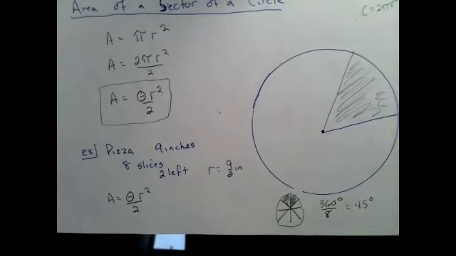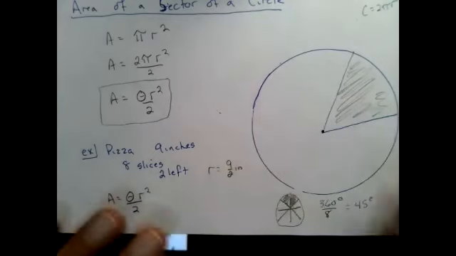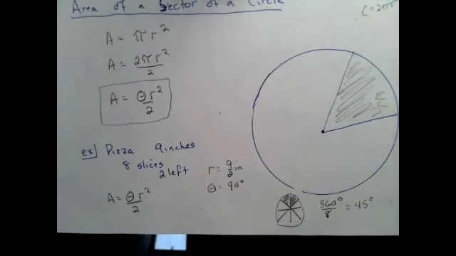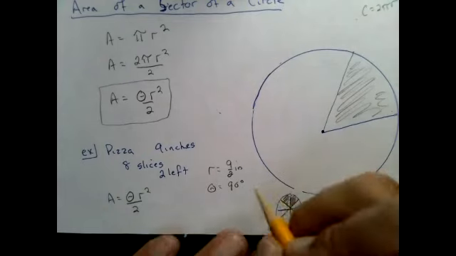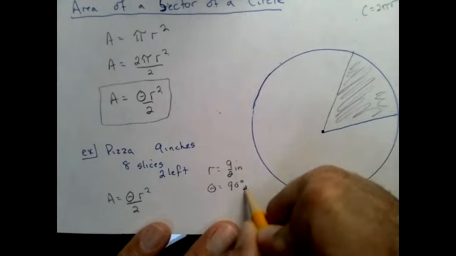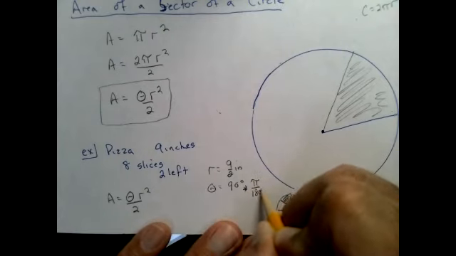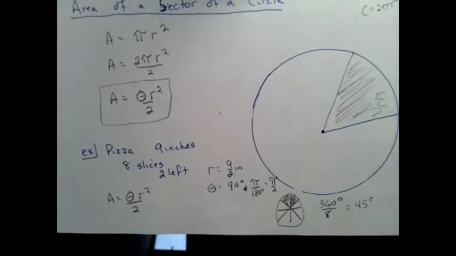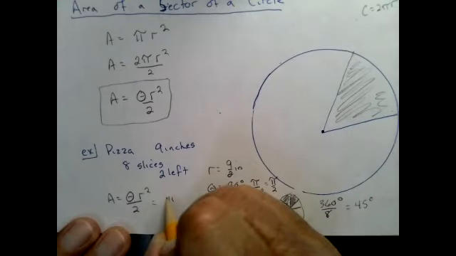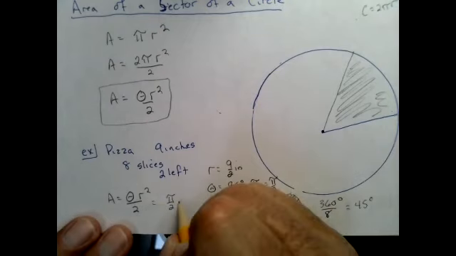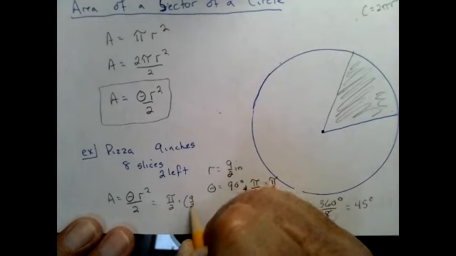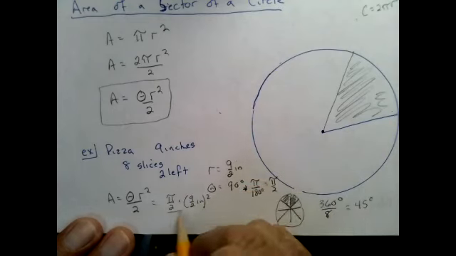But we have 2 slices left, so I'm going to make this 90. So now I know my theta equals 90 degrees with the 2 slices left. And of course, times pi over 180 degrees gives me pi over 2. Area equals pi over 2 times r squared. R is 9 over 2 inches, squared, divided by 2.